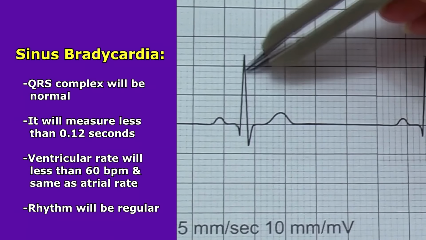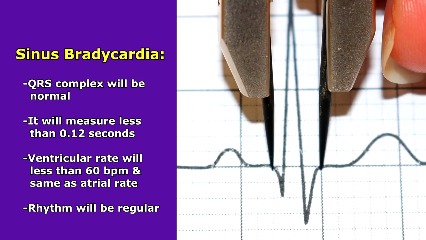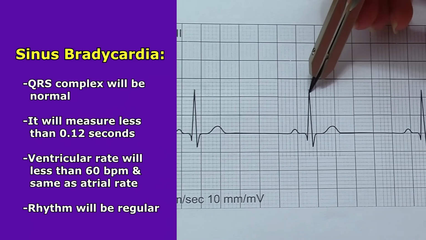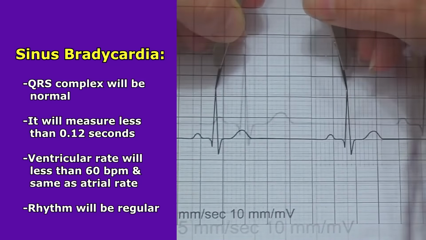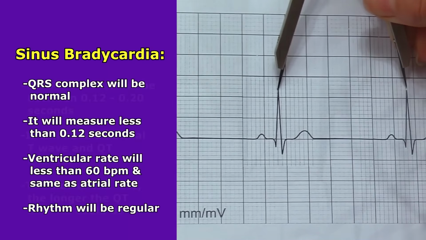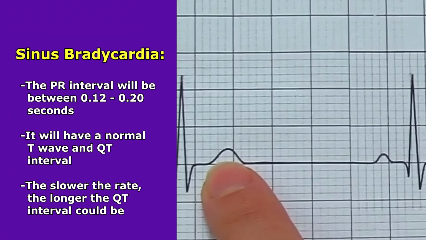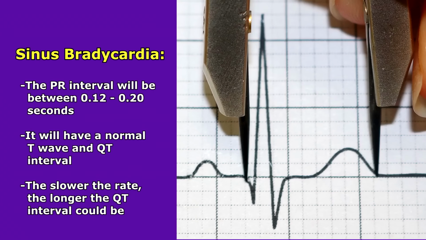Also, the QRS complex will be normal. It will measure less than 0.12 seconds, and the QRS complex tells us about the ventricular rate and rhythm. So the ventricular rate will be less than 60. It should actually be the same as the atrial rate, and the rhythm will be regular. Furthermore, the PR interval will be anywhere between 0.12 seconds to 0.20 seconds. It will also have a normal T wave and a normal QT interval.